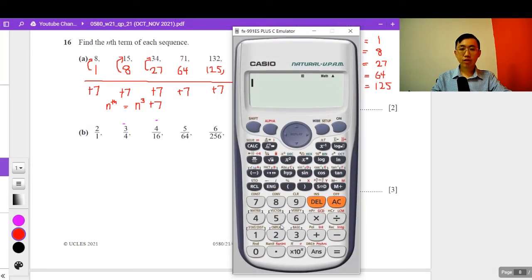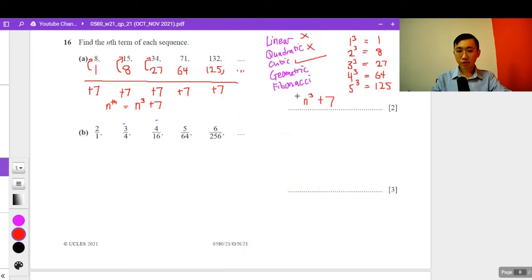Right? You can try 1 cube and then plus 7. Your formula, so you get 8. The second sequence is where n equals to 2, so you need to put 2 cube. Alright, you can test your formula and check your answer. Plus 7, so 15. Again, you can get your sequence 15. So that's how you check whether your n term is working or not, right? Whether your n term is correct or not.